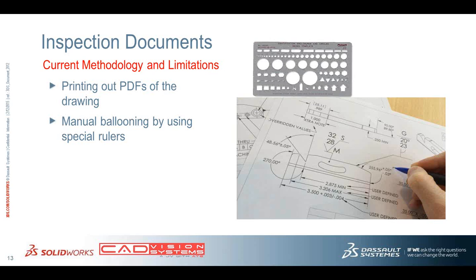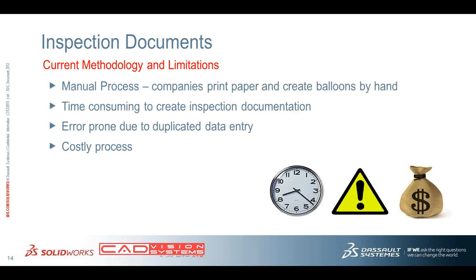This manual process is very time consuming and error prone because they need to balloon it by themselves, and after that they need to key it back into the Excel file, which is also very time consuming. It is also very error prone because it is done manually by people. Duplicated data entry or even wrong data entry is very common here. So these are the limitations.